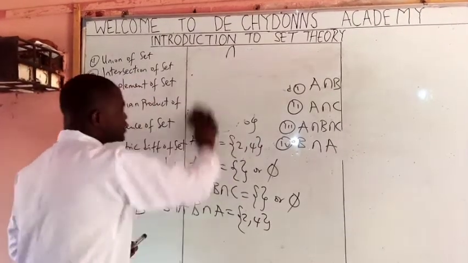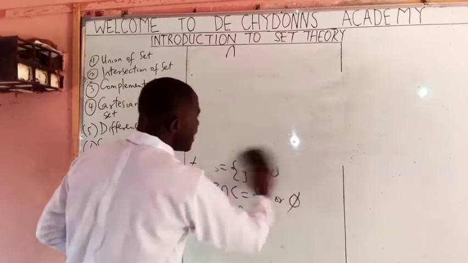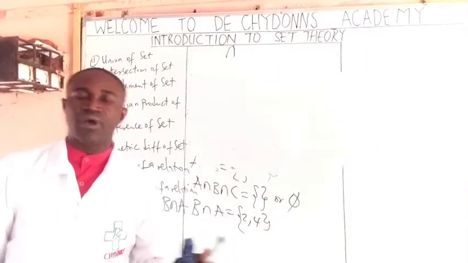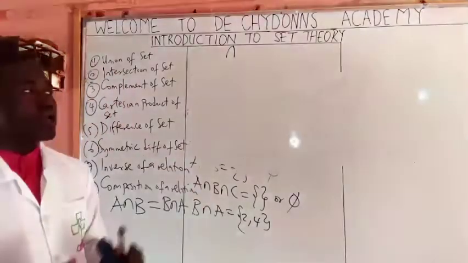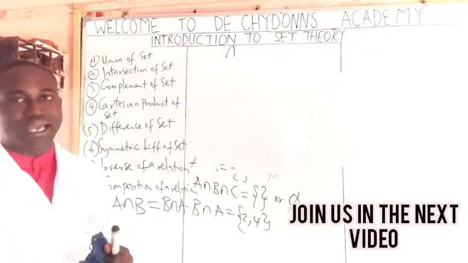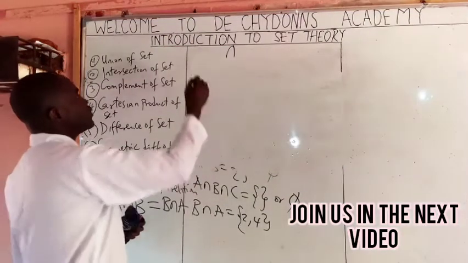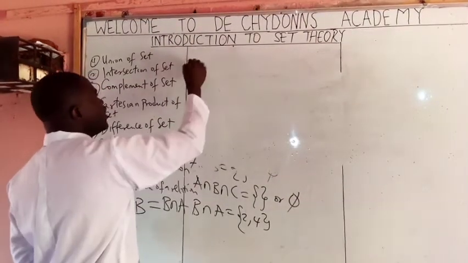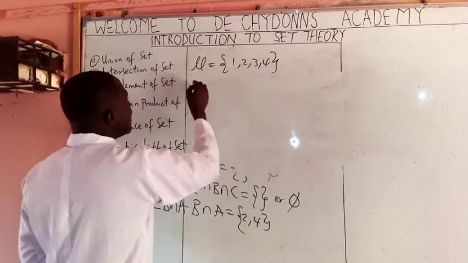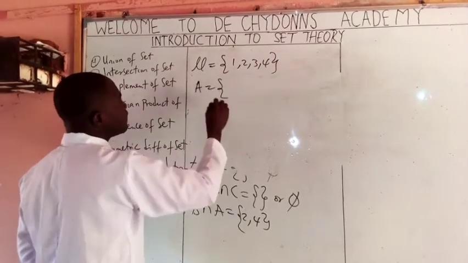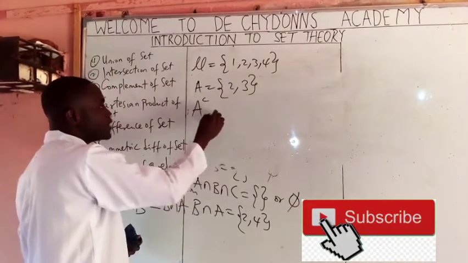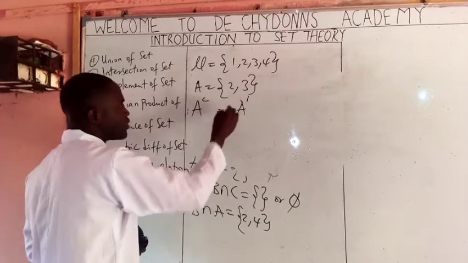What does complement mean? Complement simply means write down the elements you see in the universal set, but they are not in the given subset. Given universal set equals 1, 2, 3, 4, and given set A equals 3. This is called A complement, or A complement this way.